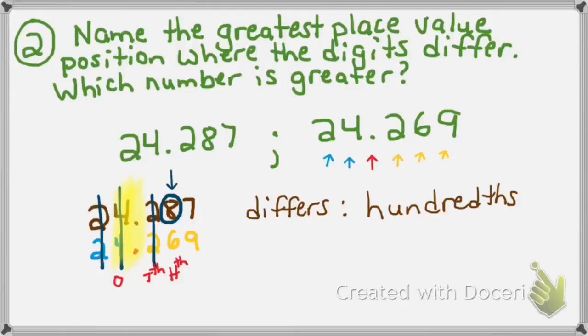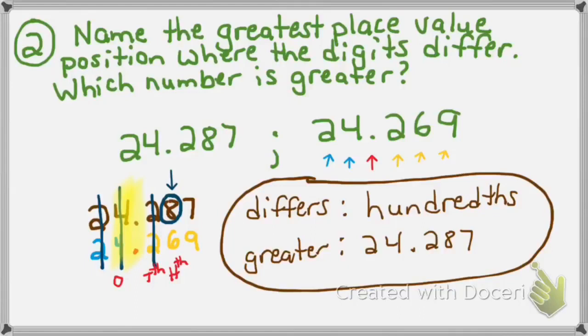Now the next part of the question says which number is greater, and I always circle the digit that's greater when I first find the differences. I circled the 8, so that number will be greater. 24 and 287 thousandths is the greater number. So I have 2 answers for 2 questions. I'll circle my final answers. Now please stop the video and complete worksheet number 2.